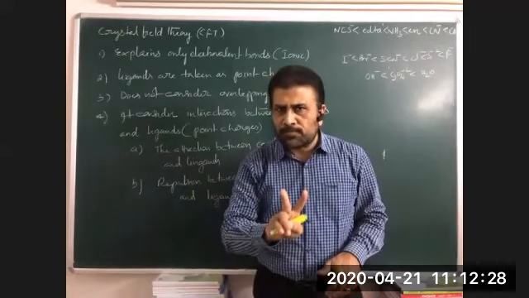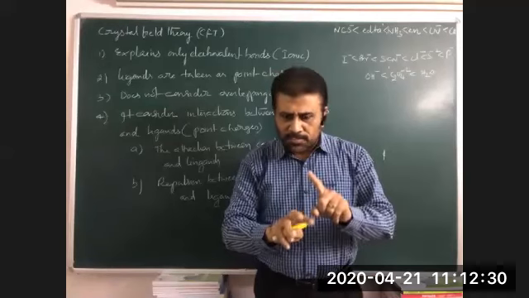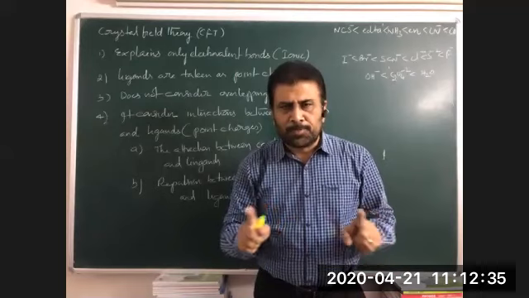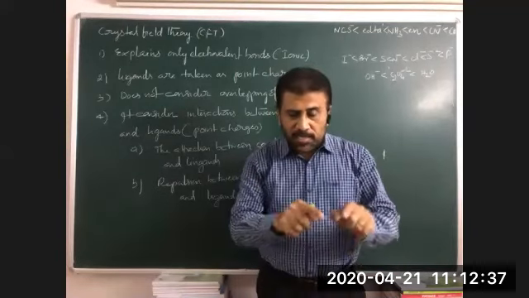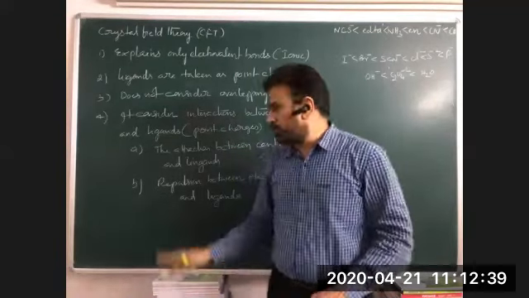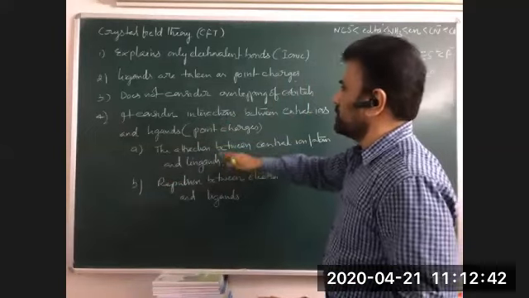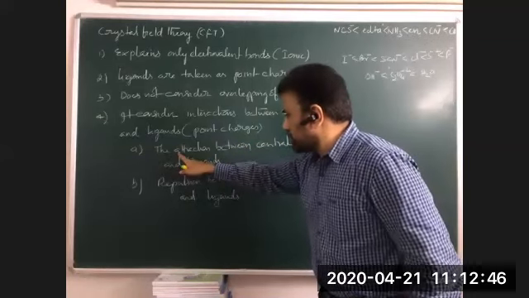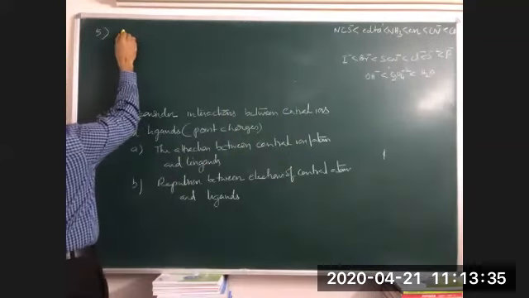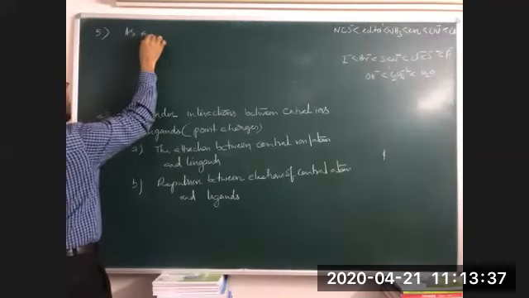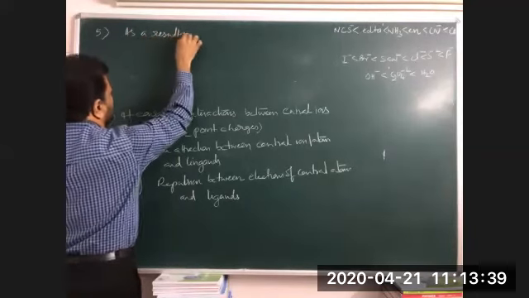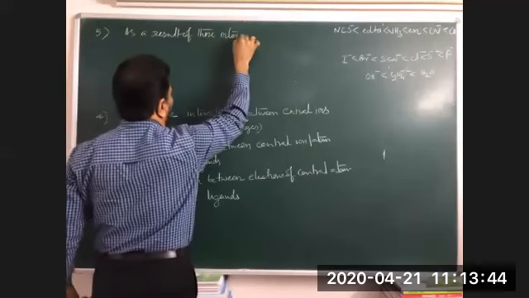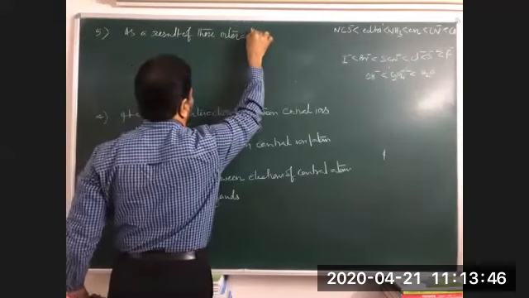Therefore, there are two kinds of forces. One is attractive force, the second one is repulsive force. Attractive force between the ligands and the central metal ion. Repulsive force between the ligands and the electrons present in the central metal atom. Therefore, there are two forces. So, we consider the interactions between the central ion and ligands. One is attraction, the other is repulsion. Interactions means both attractions and repulsions.